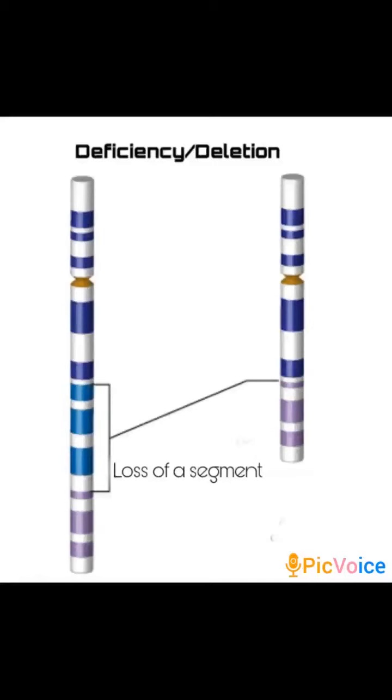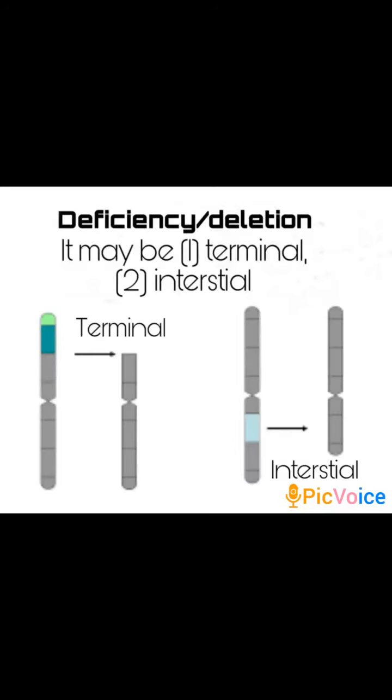Deficiency or deletion. It is loss of a segment of a chromosome, which may occur due to several reasons. Just see in this example. You see the green barred segment of a long chromosome has been lost and it has become smaller. Deficiency or deletion may be of two kinds. Either a terminal segment may get lost or an intercalary segment may get lost. The latter is called interstitial deletion. As far as deficiency is concerned, it is always deleterious and often lethal.